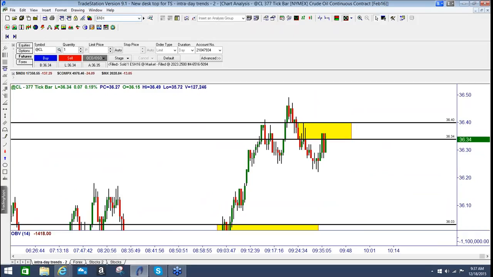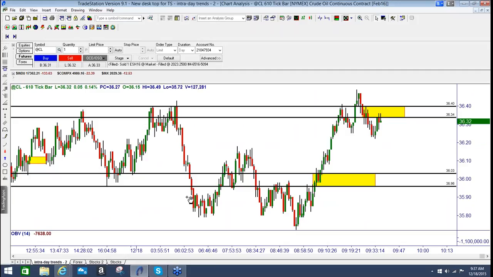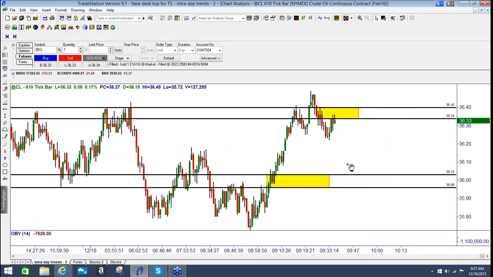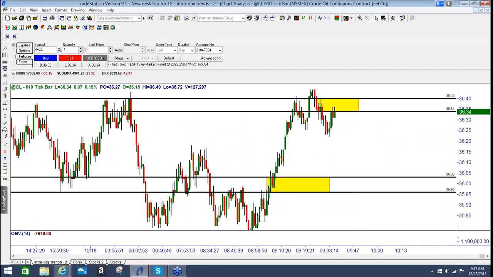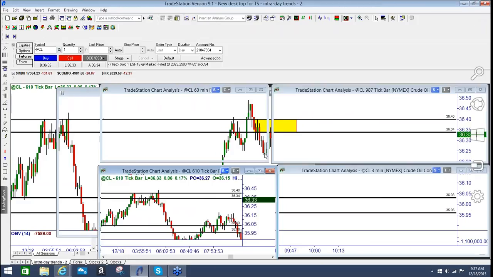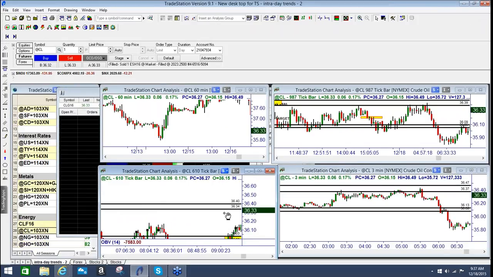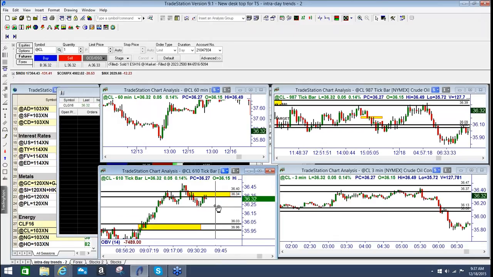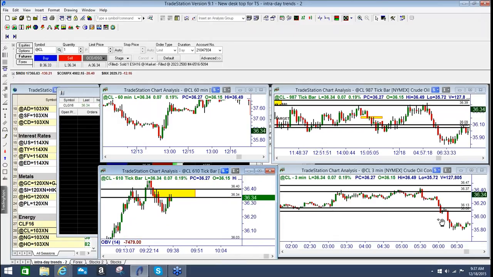Yeah, I start with the 1597 and maybe go 987 and then 610. 610 is one I found probably the most consistency with. I like to line up a 610 tick chart with, or actually any of the tick charts, a time chart if I can. It gives it a little bit of confluence, with most traders using time charts. It does give it a little bit extra.